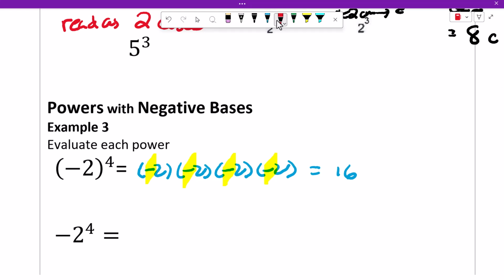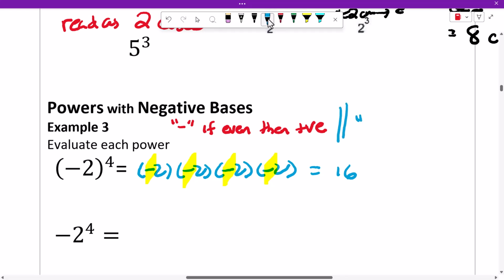So you're going to have to learn to count negatives. If even, then positive, right? Or if you have an odd number, if odd, then negative, right? Just a little math fact you want to keep memorized. So now you have that information.